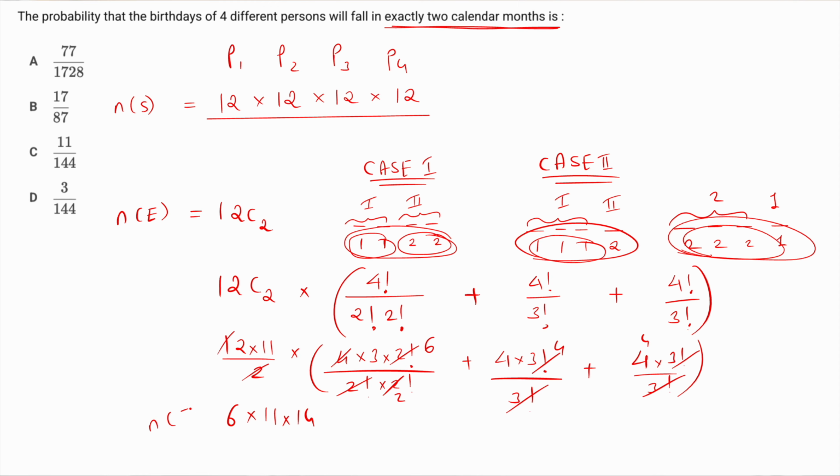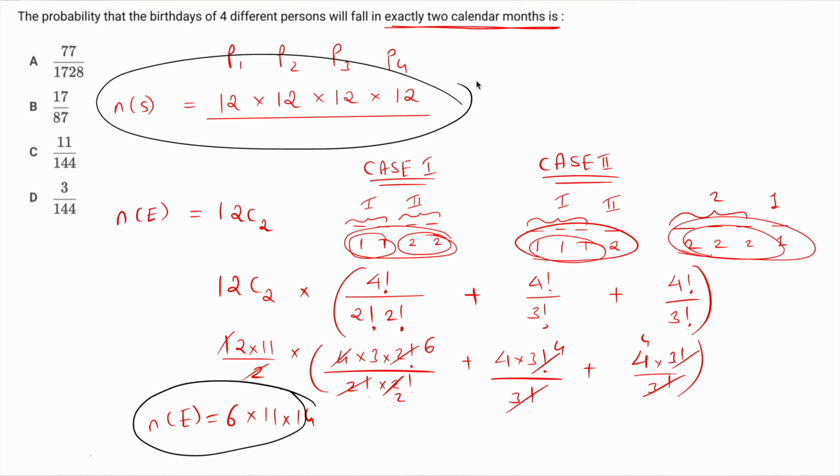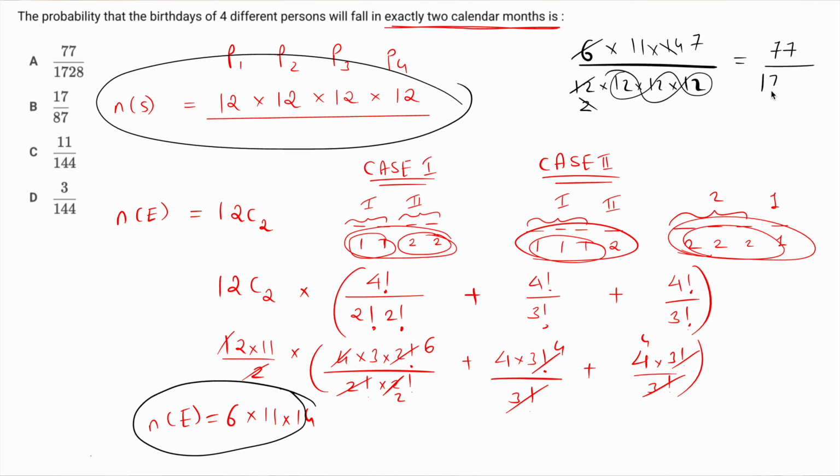These are your favorable outcomes. And finally, we want the probability. The probability will be the favorable outcomes divided by the sample space. That will be 6 into 11 into 14 divided by 12 into 12 into 12 into 12, 4 times. So the 6 ones and 6 twos cancel, the 2 ones and 2 sevens cancel. 7 into 11 in the numerator is 77. In the denominator, I have 12 into 12 into 12. That's 12 cube. 12 cube is 1728. And that's my answer, 77 by 1728, which is option A, right?